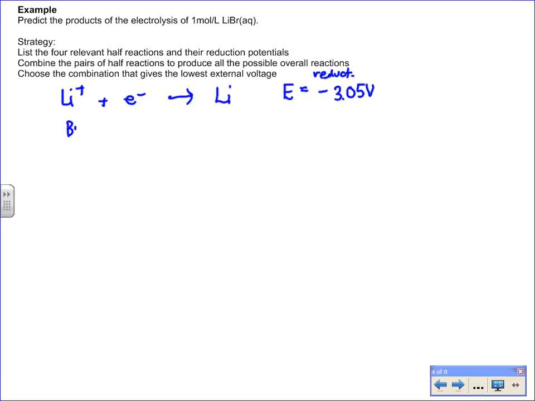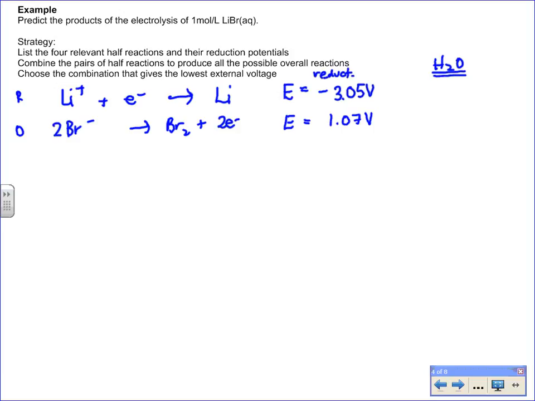The potential oxidation is that bromide ions can lose electrons to produce bromine, and the reduction potential of this is 1.07 volts. Now this is our possible reduction and this is a possible oxidation. So what we want to do is compare that to water's potential oxidation and reduction reactions.